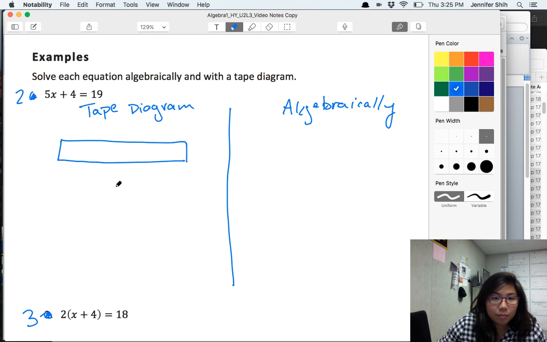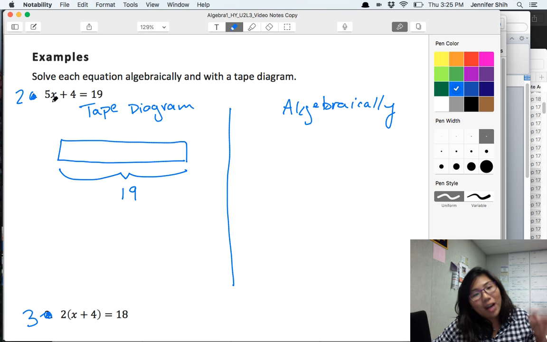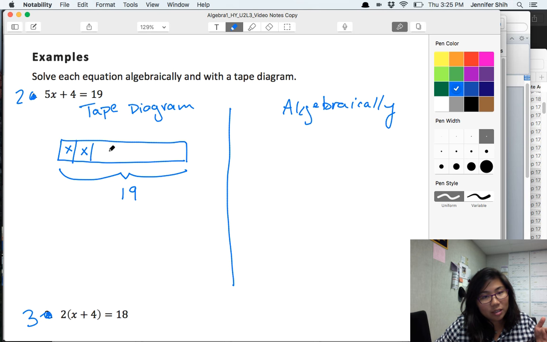This piece of tape, and we have this whole piece of tape. 5x plus 4 needs to equal 19. So this entire piece of tape needs to equal 19. We have 5 x's, so we have x plus another x plus another x plus another x plus another x plus 4 will be 19.